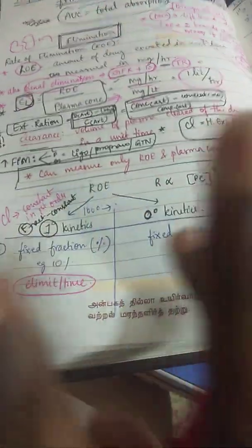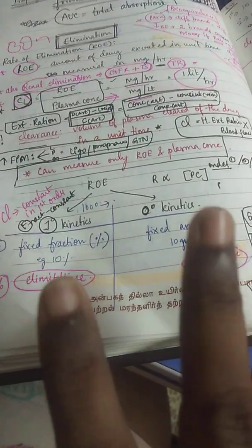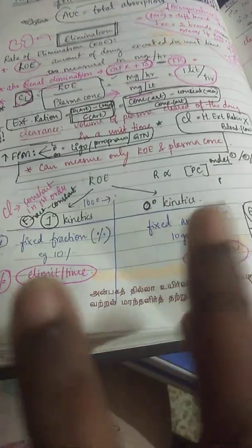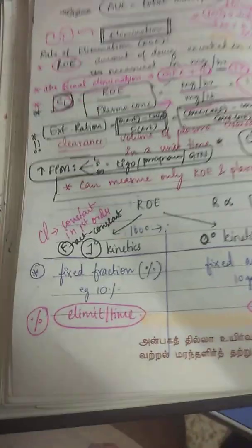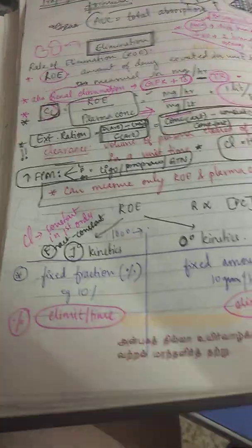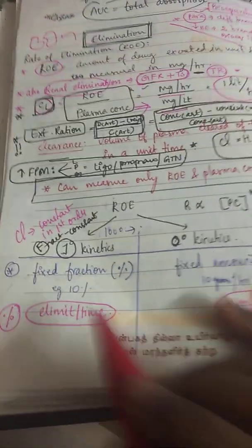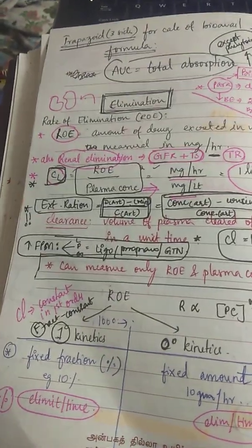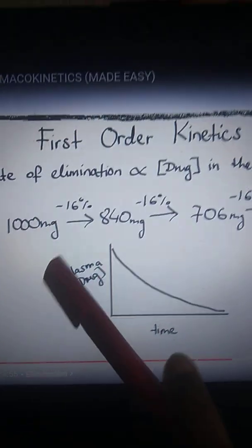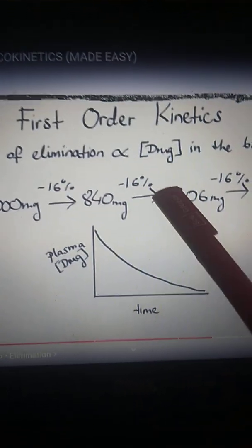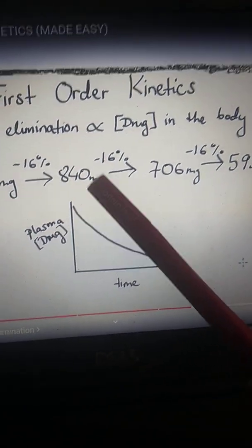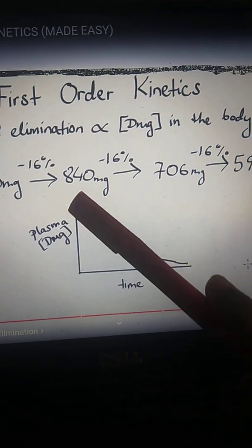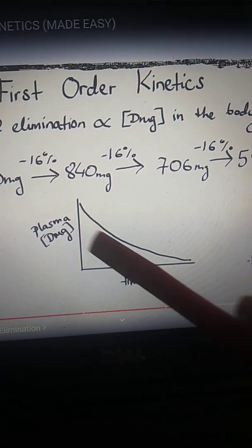The rate of elimination for a drug, you can divide into first order kinetics or zero order kinetics. First order kinetics is when the rate of elimination is directly proportional to the plasma concentration of the drug in the body. For example, if you give 1000 milligrams initially and then it reduces to 640 and then it reduces to 706. So the fraction of the drug which is being eliminated is constant. If you plot it in a graph, it will be like this.